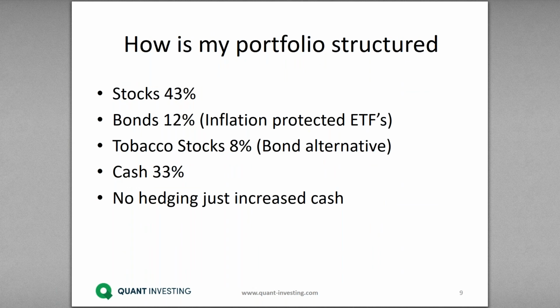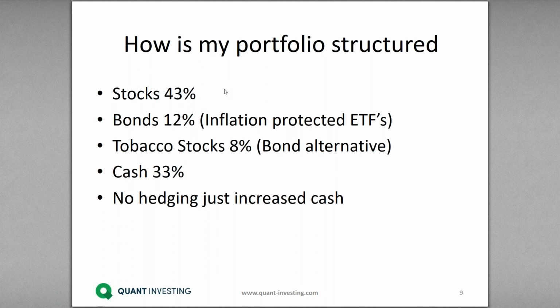How's my portfolio structured at the moment? 43% is in stocks, mainly stocks recommended in the newsletter. Bonds is 12%. I bought some inflation protected ETFs, very straightforward stuff, no funny things. And this bond investment was forced on me a little bit because if I keep too much cash with my two banks that I use as brokers at the moment, they start charging me 0.5% just because of the negative interest rates at the European Central Bank.